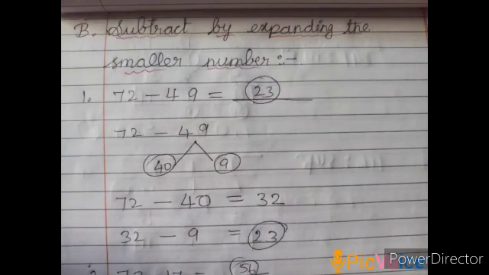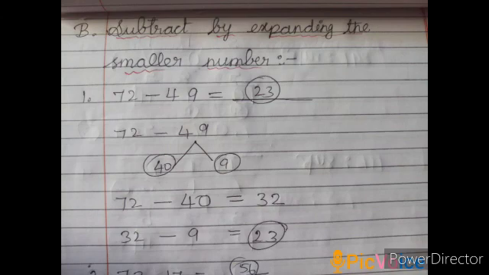B1, subtract by expanding the smaller number. 72 minus 49 is equal to dash. So here 72 is the bigger number, 49 is the smaller number. We are going to split the smaller number 49 to 40 plus 9. So next we can do the subtraction. 72 minus 40 is equal to 32. Next take the 32 here down. 32 minus one more 9 is there, no, that you can subtract. 32 minus 9 is equal to 23.